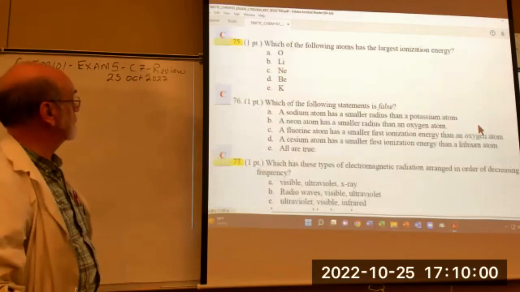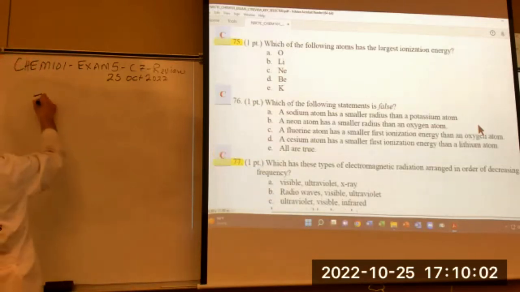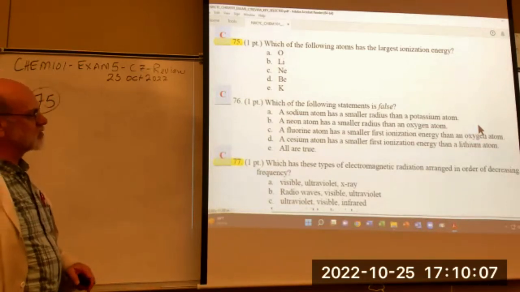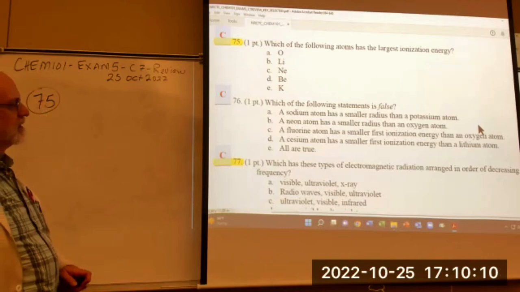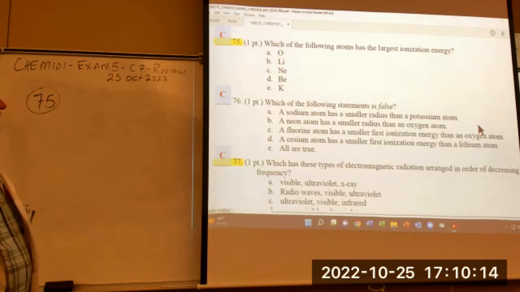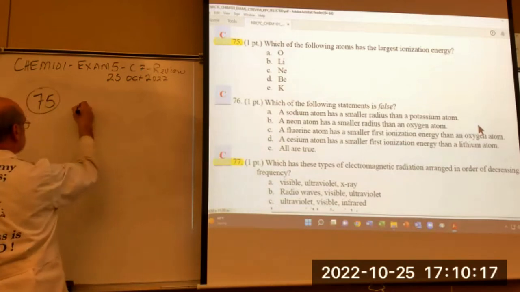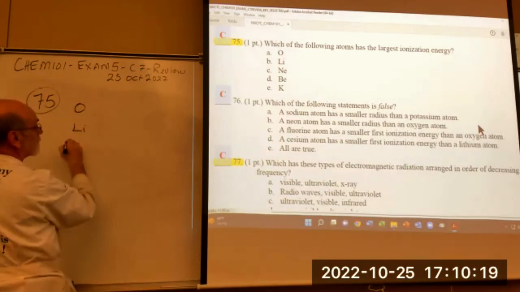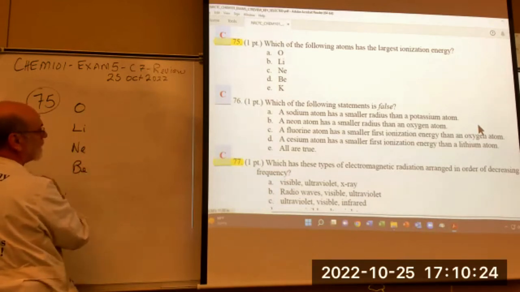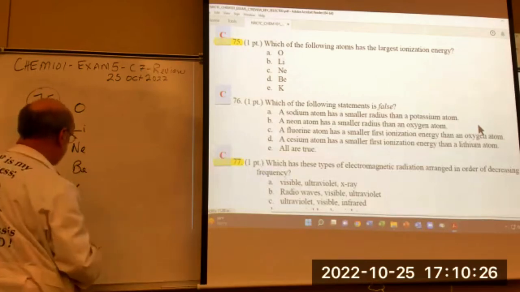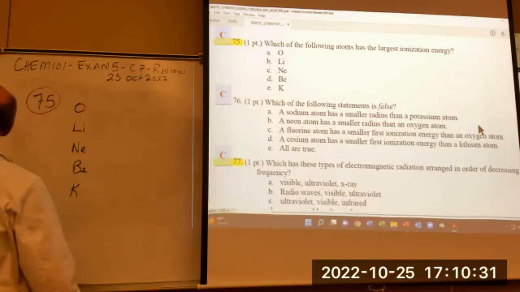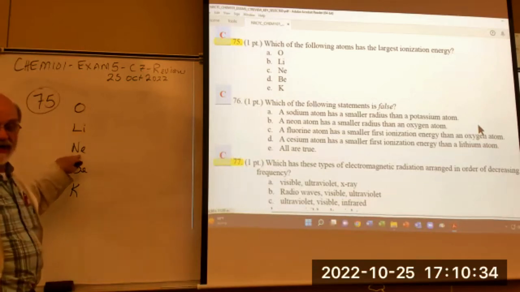All right, 75. Which of the following atoms has the largest ionization energy? The largest first ionization energy. All right, let's take a look at them: oxygen, lithium, neon, beryllium, and potassium. The upper right-hand corner puts neon ahead of everybody else.